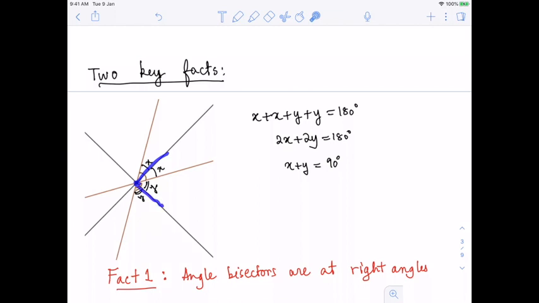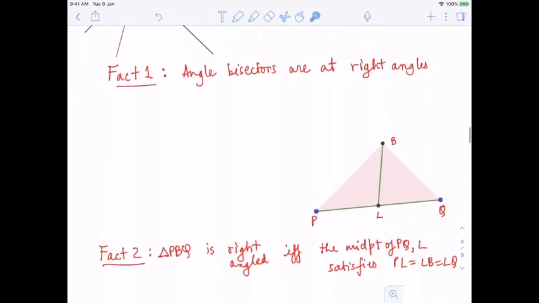But what is x plus y? X plus y is the angle between the two angle bisectors. So indeed we have shown that the angle bisectors are always at right angles.